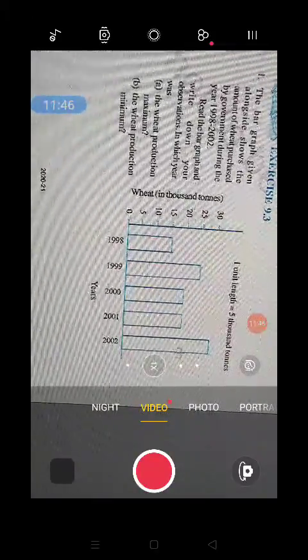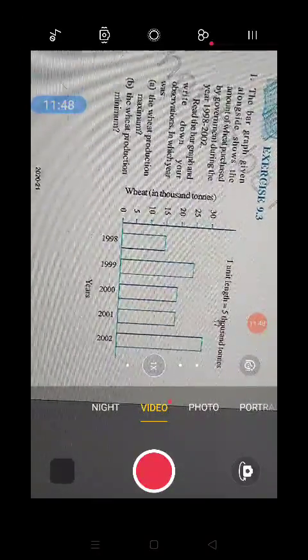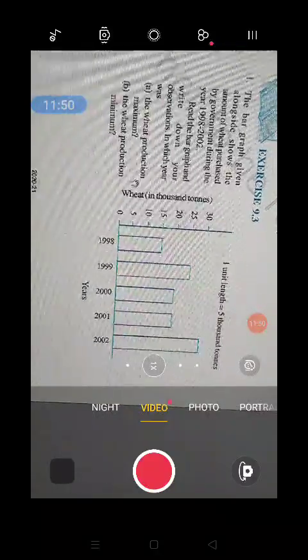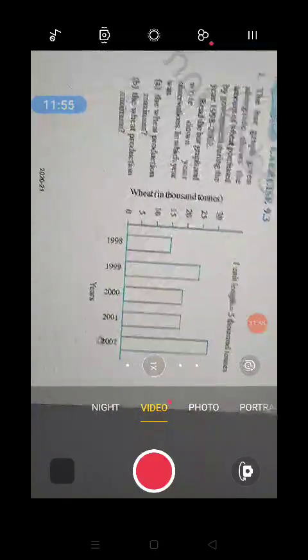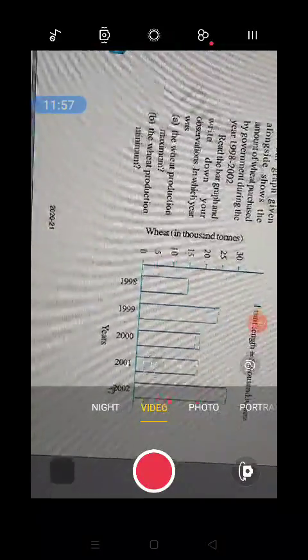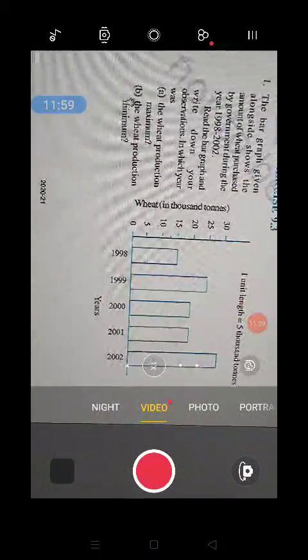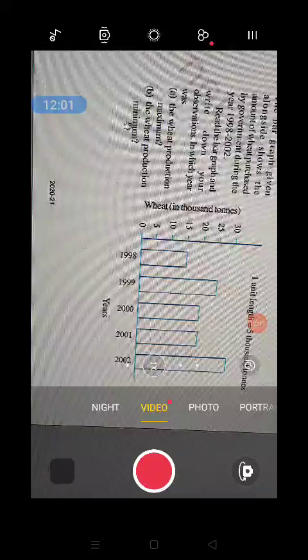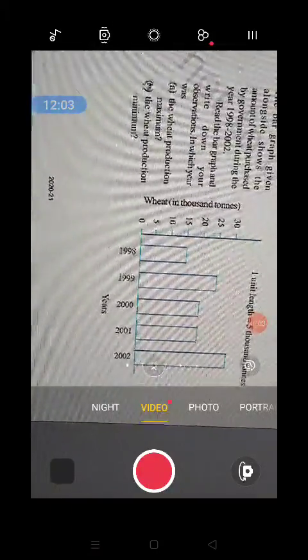Okay, so it is 30,000 tons is the wheat production of year 2002. Yes or no? Understanding me? Another, in which year was the wheat production minimum?